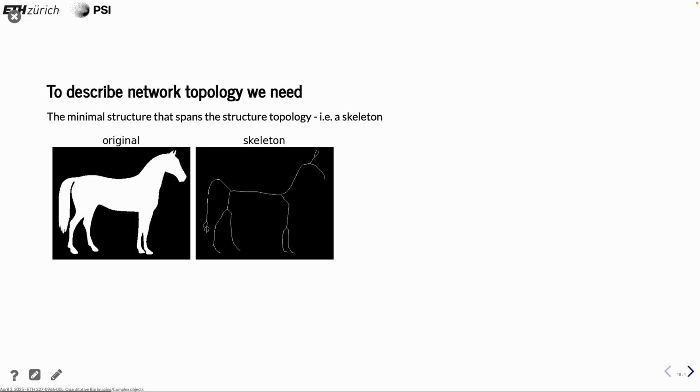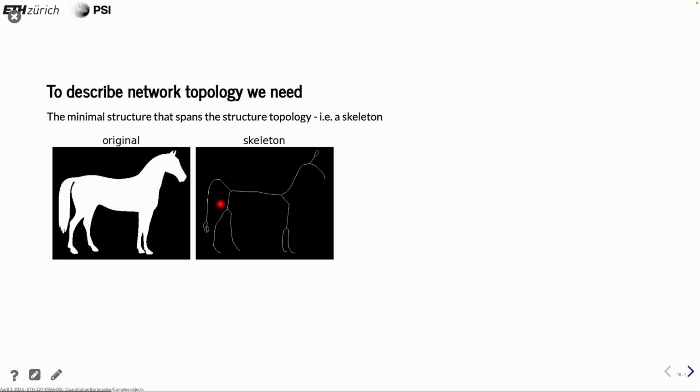A skeleton is, in image processing, the minimal structure that spans an object you're observing. So, for example, this horse is nice and fat. No, not so fat, actually. It's very nice, but what is the minimal structure that represents it? It's actually this one, which looks like a line drawing that a kid did of a horse. And still, it represents the same principal structure.